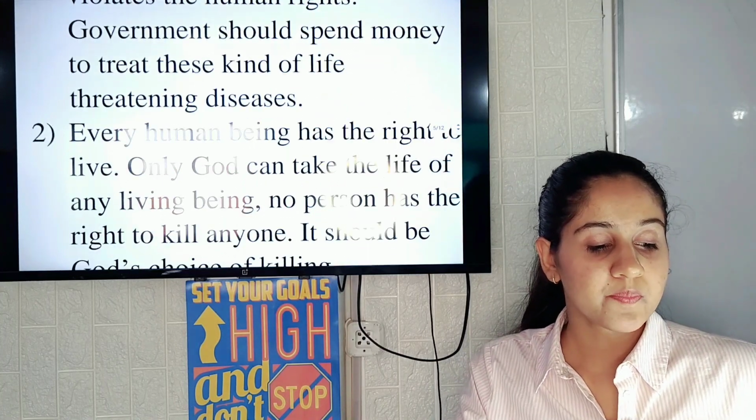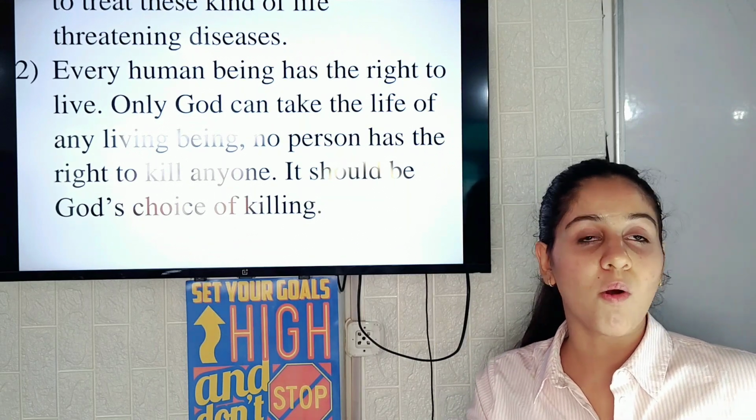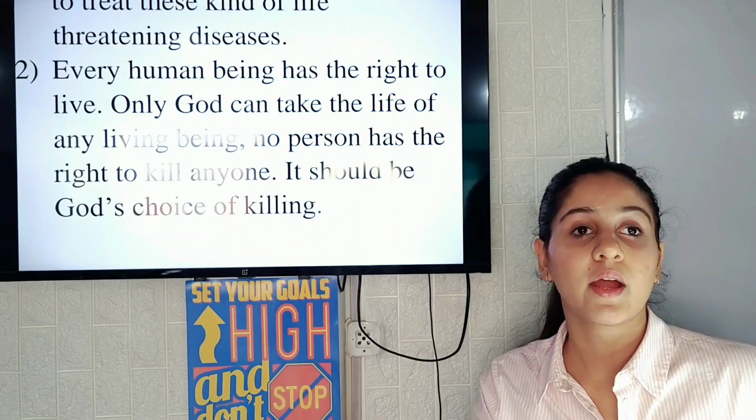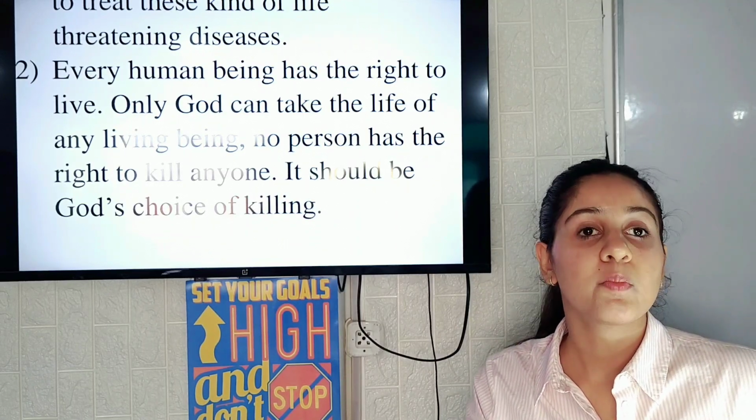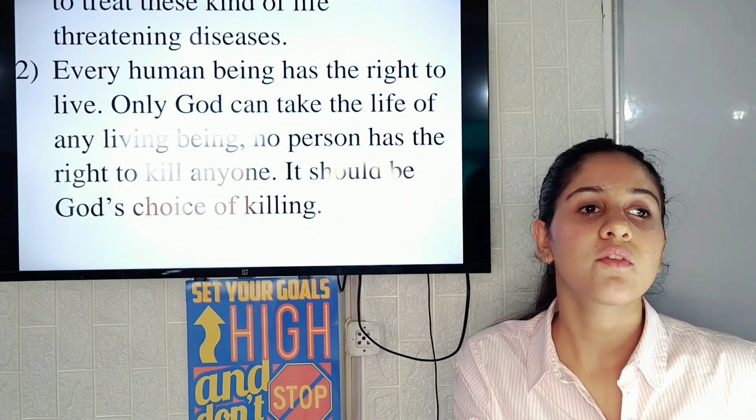Second point would be that every human being has the right to live. So only God can take the life of any living being. No other person has the right to kill anyone. So it should be God's choice of killing. So it should definitely be left to God.